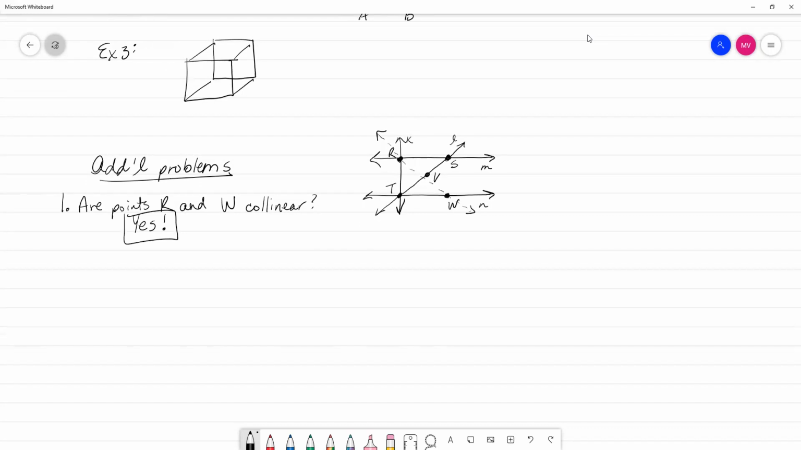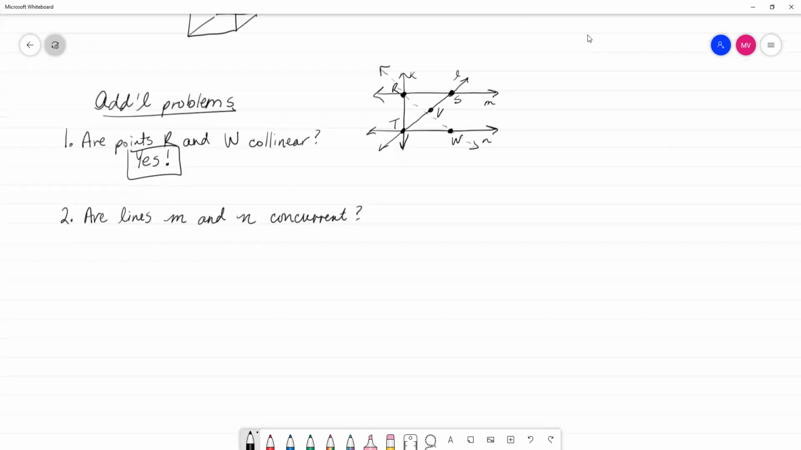All right, let's look at another one. Number 2, are lines M and N concurrent? Again, look at your definitions. Concurrent means that 2 lines will intersect in a single point. These 2 lines are parallel. Do parallel lines ever intersect? No. Therefore, lines M and N, at no point can they be concurrent.